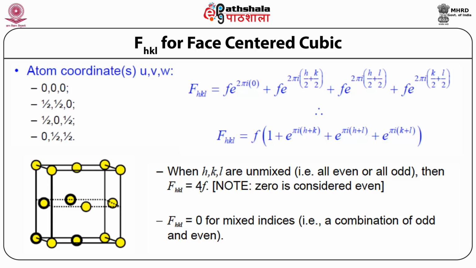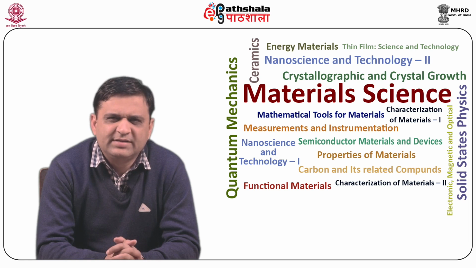So from this X-ray diffraction pattern, after indexing it, if you see that all the indices are coming either all even or all odd, then you can understand this is a typical signature of FCC, and you can identify that this is an FCC structure. So students, let us summarize what we have learned in this module.